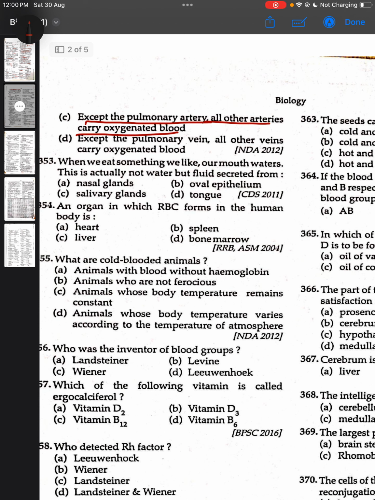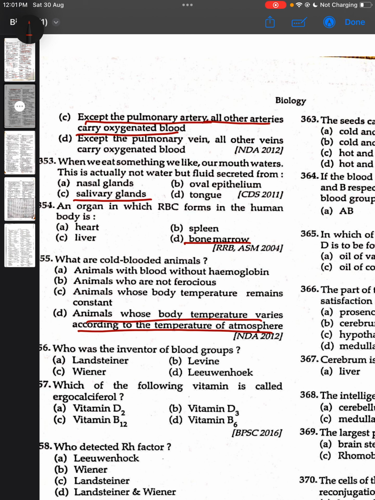When we eat something we like, our mouth waters. This is not actually water but fluid secreted from salivary gland. An organ in which RBC develop in the human body is bone marrow. What are cold-blooded animals? Animals whose temperature varies according to the temperature of atmosphere. Examples are fish, insect and amphibians.